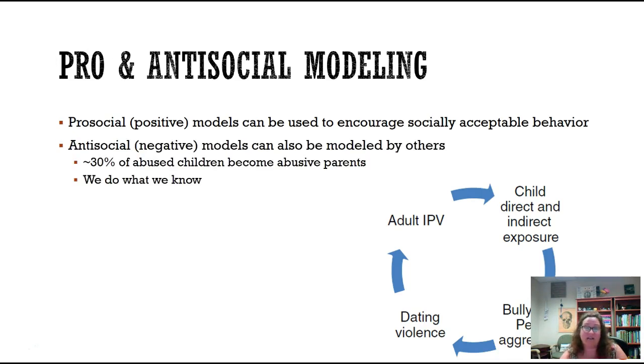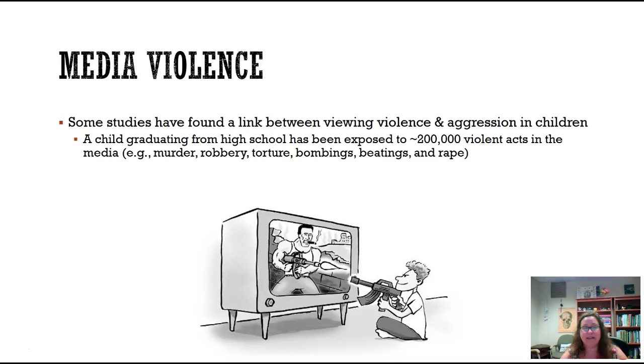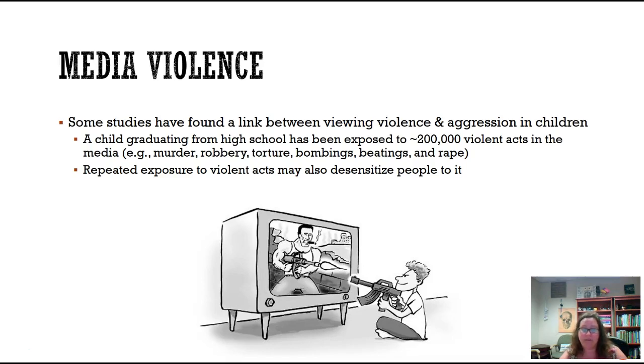But we can also have negative models. And we know this by looking at the cycle of violence. So unfortunately, many kids who are experiencing abuse then will go on to abuse. By far not everyone. Many people make that choice not to abuse. But for a lot of us, we do what we know. And so we model those people around us, whether we want to or are not really thinking about it. And this can have a big role in the media as well. So this is something psychologists are definitely concerned about, this link between viewing violence and aggression. We see a lot of violent acts on the media, and this repeated exposure may desensitize us to it, makes it seem not as impactful as it might otherwise be.